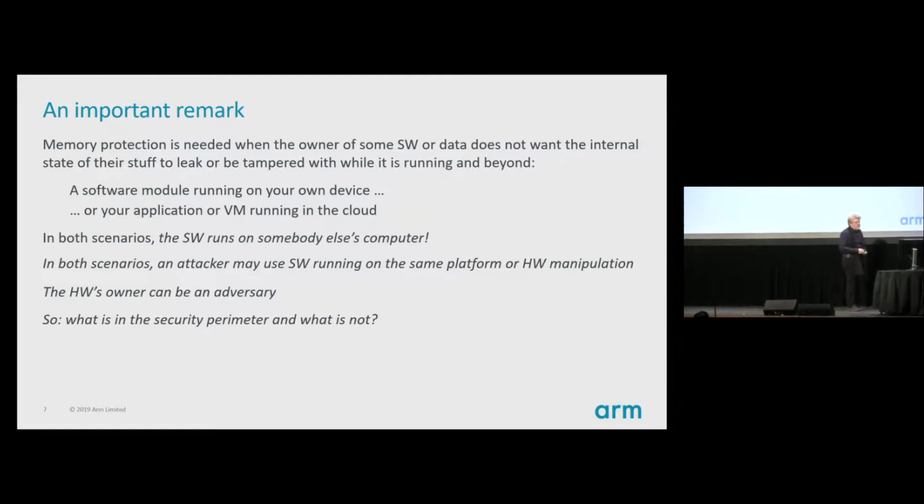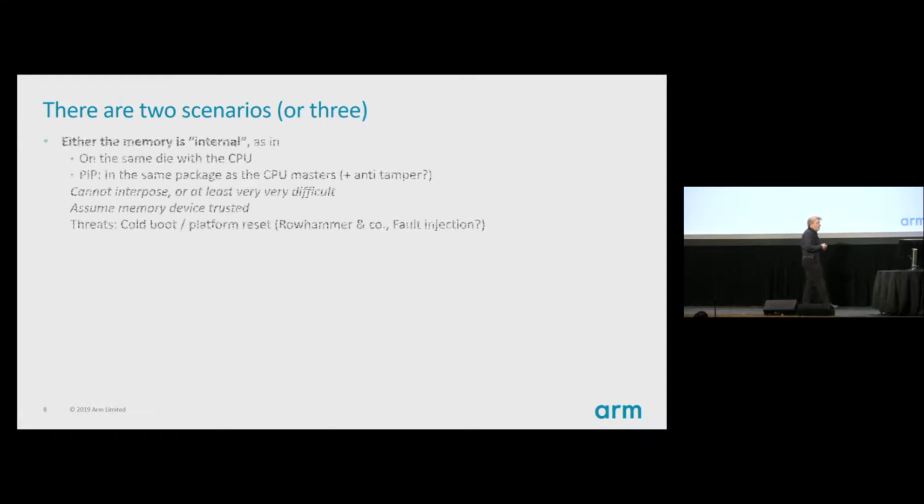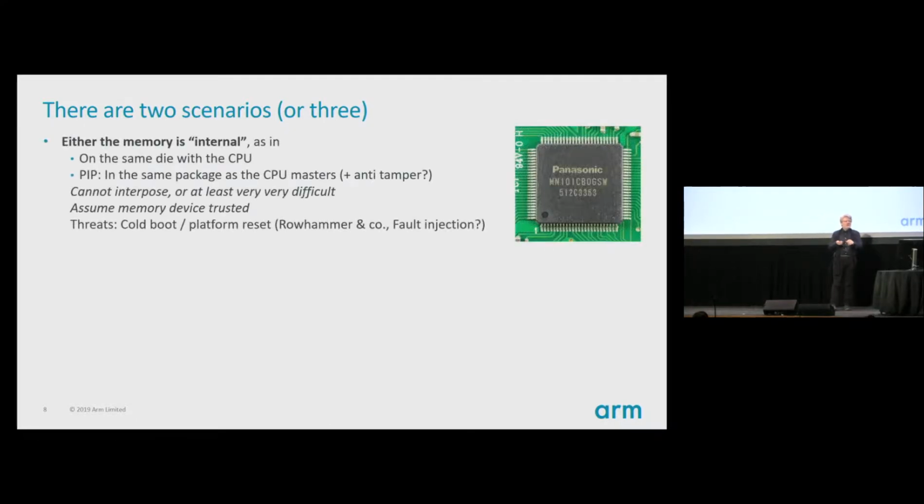So what is in the security perimeter and what is not? Well, the CPU is there, fine. The boot ROM, of course, must be there, otherwise it can't configure anything for security. And what else? Well, there are two scenarios, where one splits into two on its own. The first one is that the memory might be internal, which means it is on the same die as the CPU, or it is package in package, PiP, in the same package as the CPU and the masters that need to process the stuff, maybe with some anti-tamper measures.